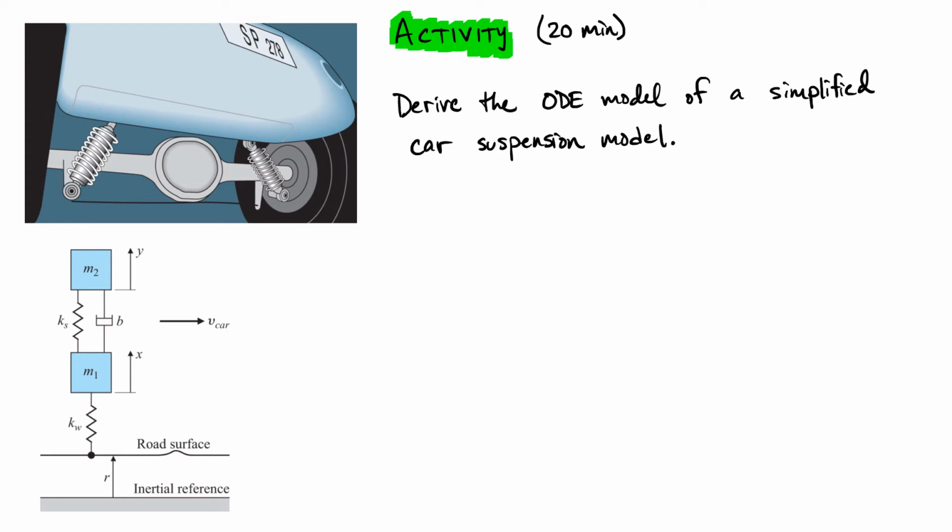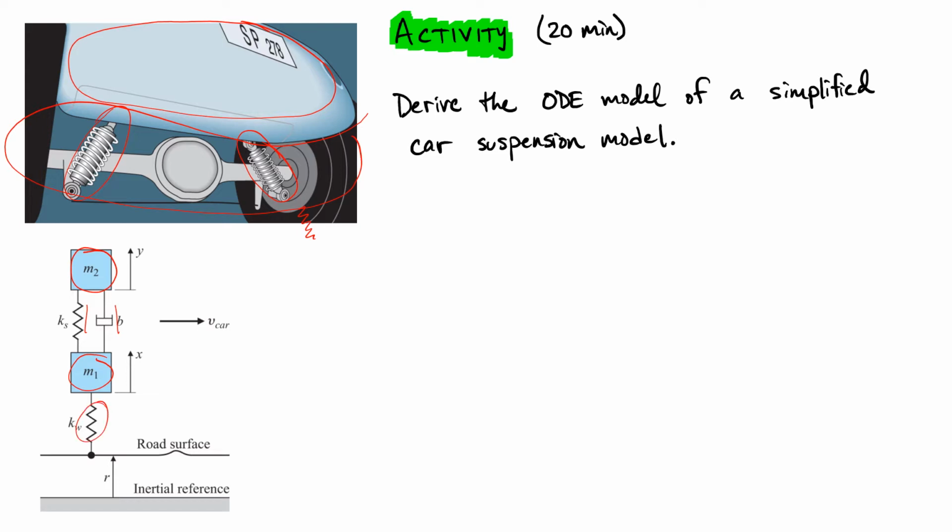In this activity, you're going to derive the ODE model of a simplified car suspension model. Mass 2 here represents the mass of the vehicle. Mass 1 represents the mass of the combined wheels and axle system. The suspension, so these springs and dampers here, are represented by the spring and the damper here. And then the wheel has some springiness, and that's represented here by the wheel.